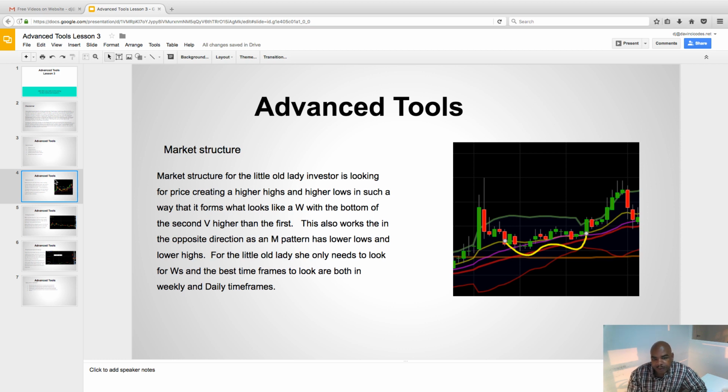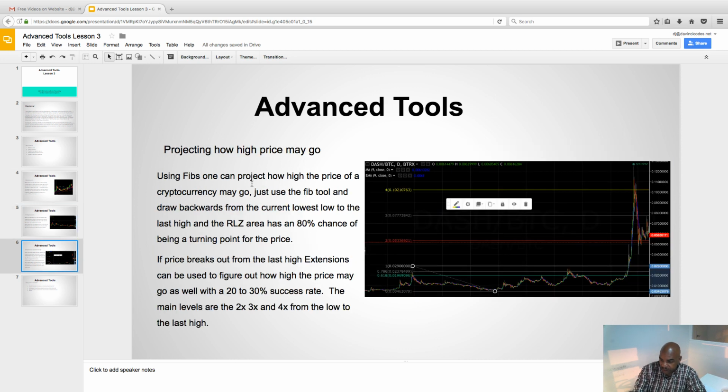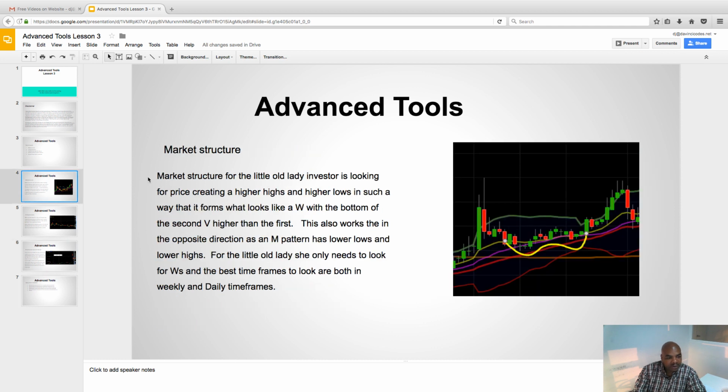Moving to market structure. Market structure for a little old lady investor was looking for price to create higher highs and higher lows. We've already discussed this in the previous class, and it basically forms a W-ish pattern in the price. You can see in this example that I've given, there's a nice W pattern right here that's forming, and then the price just takes off from there.